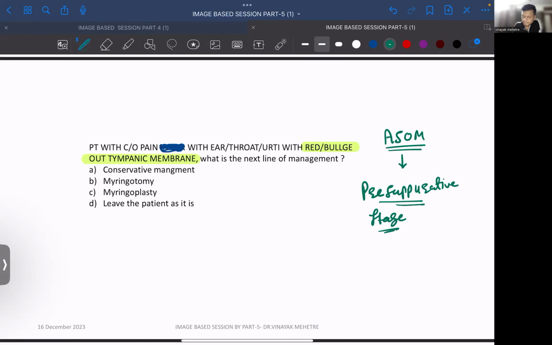That means the patient has water inside, which is causing tension on the tympanic membrane. Because of that tension, the patient has redness on the tympanic membrane and ear pain as well. So in this stage, we will make a hole in the tympanic membrane, that is called myringotomy.